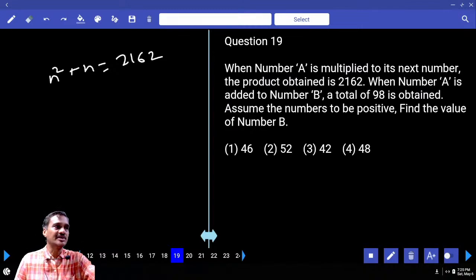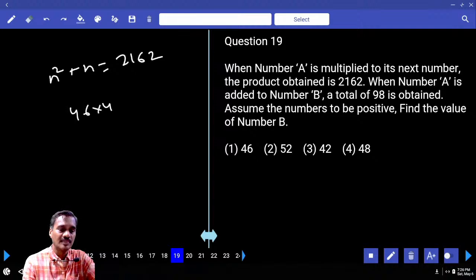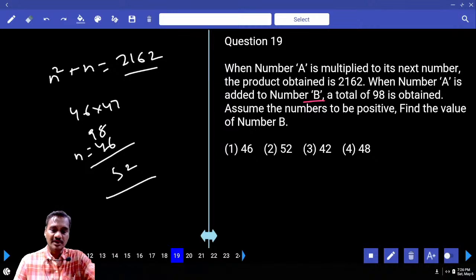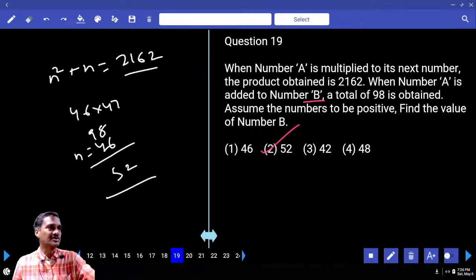Now n square plus n equals 2162. Then what is the value of A? n equals 46, since 46 into 47 is 2162. Then when B is added, the total will be 98. Hence 98 minus 46. How much is that? 8 minus 6 is 2, 9 minus 4 is 5, and the number B is 52. Does that fit? n square plus n equals 2162, n into n plus 1, and n equals 46.